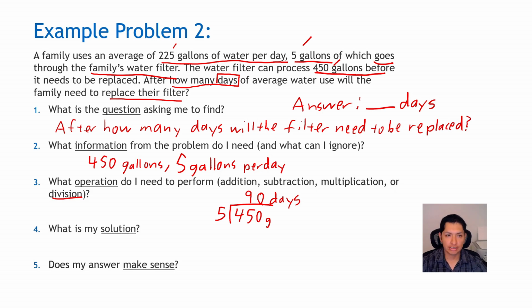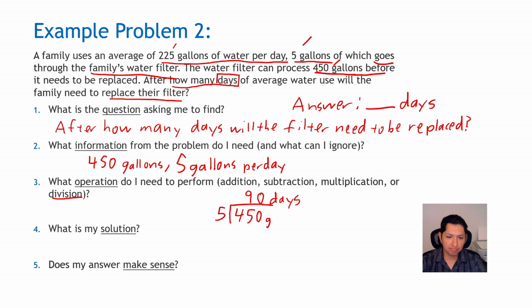And finally, number 5 is, let me take a step back really quickly and say, does 90 days make sense? Well, if I went ahead with using all the information, it might not, because I think, well, 90 days of using 225 gallons, that's a lot of water, right? But that's not what the question is asking about. The question is asking about the filter specifically. So if you filter 5 gallons of water per day, it's not a lot. And if I can process 450 gallons total, 5 gallons per day seems like it would take quite a number of days before I reach 450.